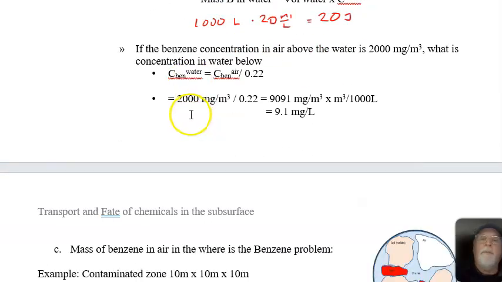We can go the other way. We have 2,000 milligrams per cubic meter in the air, what was the concentration in the water? So I just reversed that equation. So the concentration of benzene in the water would be 2,000 milligrams per cubic meter over 0.22 equals 9.091 milligrams per cubic meter, or converting units, that'd be 9.1 milligrams per liter.